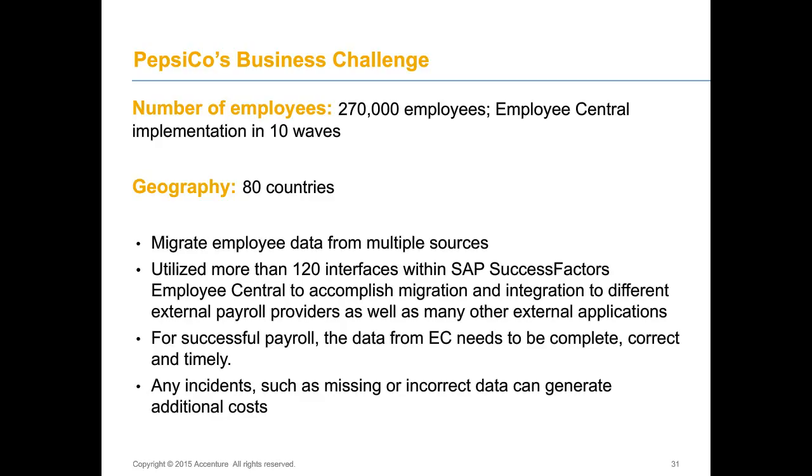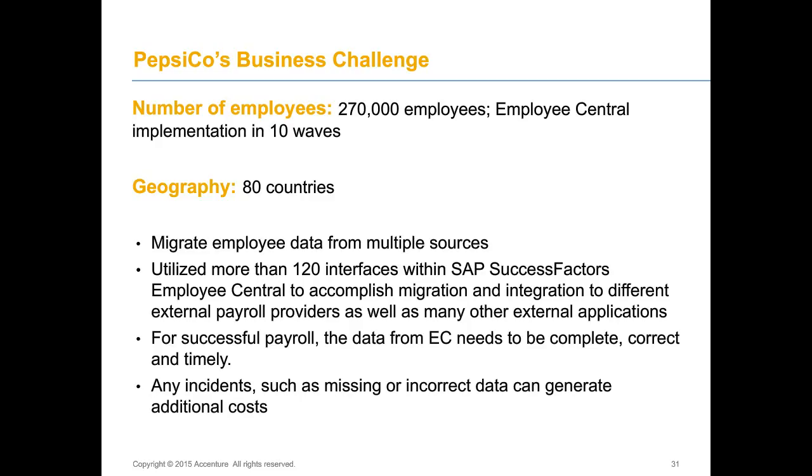The other complicating factor is that we have many interfaces where we feed the data within Employee Central to many other systems, including benefit systems and payroll systems. So it is absolutely critical that the data going from Employee Central to these other systems is accurate, timely, and correct. Any incident where we have missing or incorrect data has a direct impact on the accuracy of our payroll, our benefits, or many other systems. So if we go to the next slide.